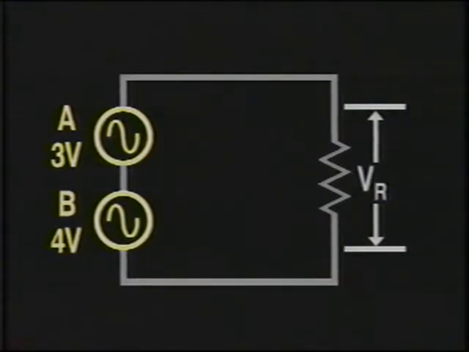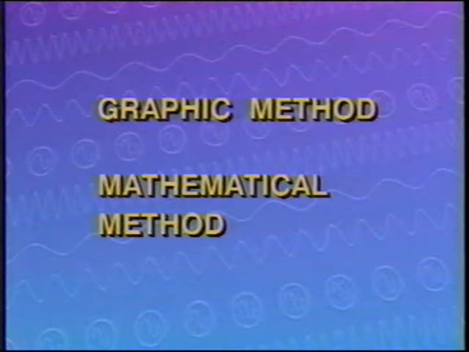Notice the resistor connected in series across the two AC sources. Let's determine the peak value of the resultant voltage wave, which in a series circuit is identical to the total circuit voltage. There are two methods that can be used, a graphic method and a less time-consuming mathematical method. Let's look first at the graphic method.